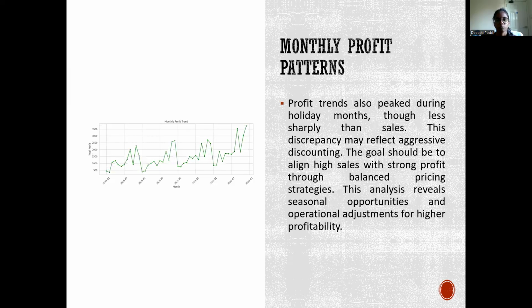Coming to the next slide, that is monthly profit patterns. This slide examines how profit fluctuates across different months. While sales and profit often move together, I noticed that some high sales months still delivered low or negative profit. This suggests that operational cost or discounting strategies may have affected profitability in certain periods. This line plot helps to visualize which months are truly profitable, not just high in revenue.